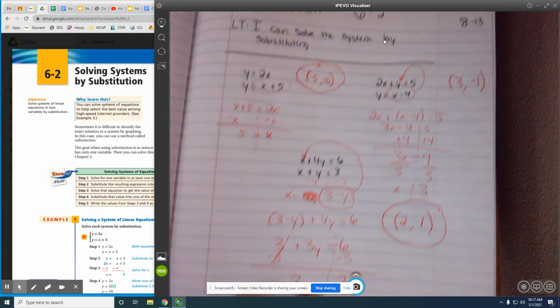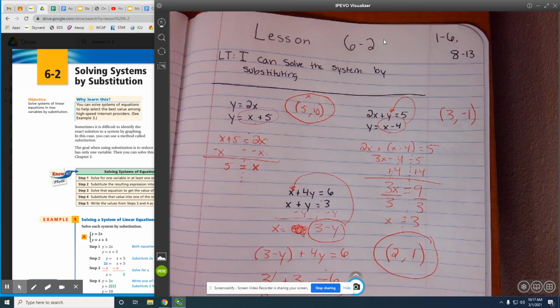Again, we're just substituting, doing problems 1 through 6, 8 through 13. Again, if you did not take the notes, I'm going to return the assignment. That is part of what we were doing in chapter 6. And from here on out, good luck, algebra.